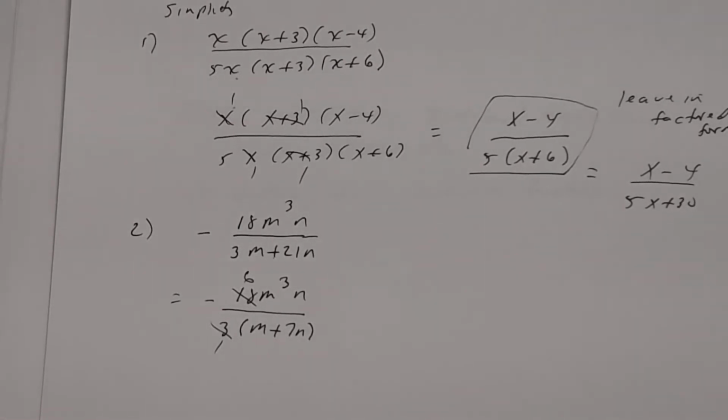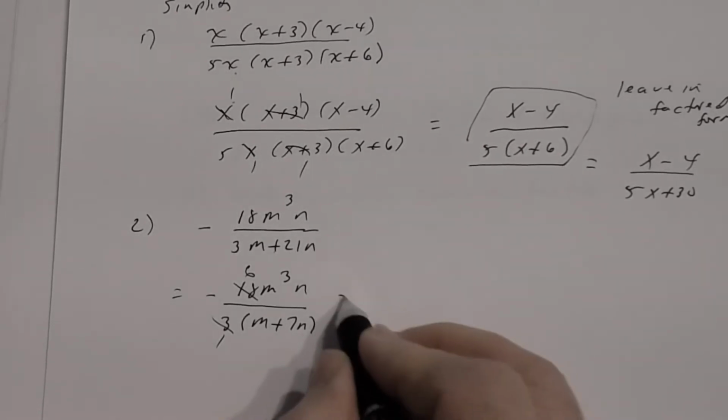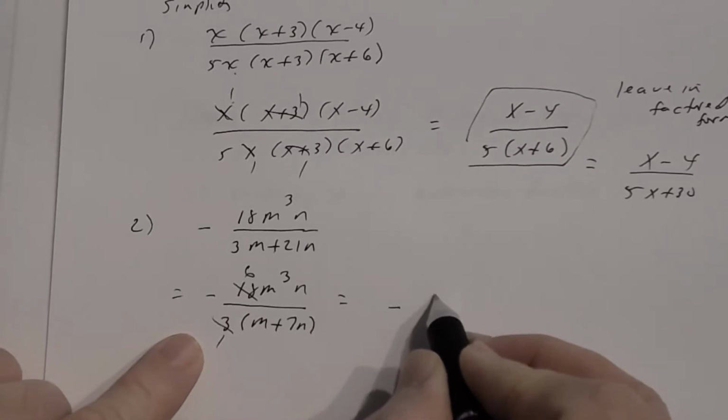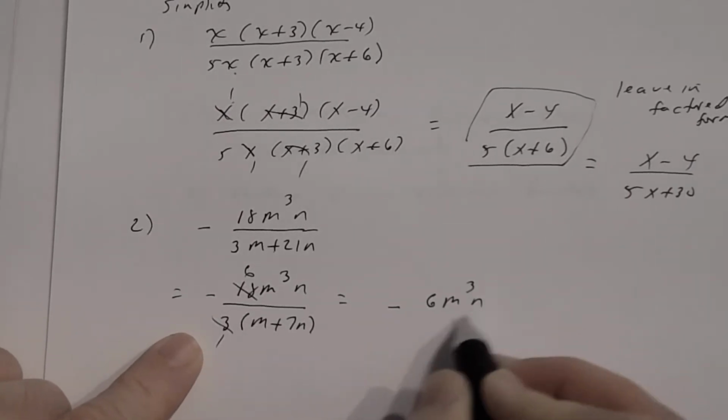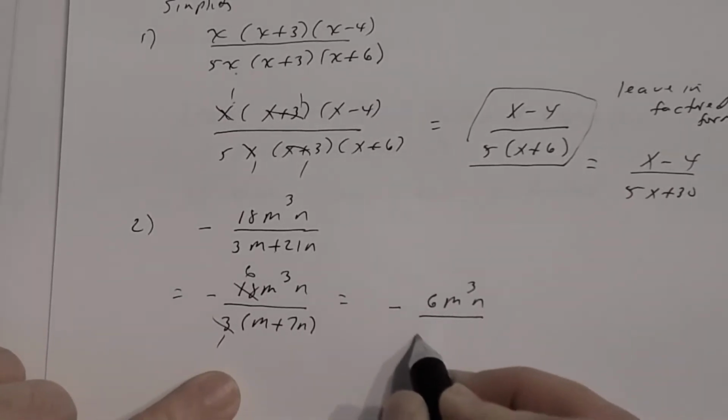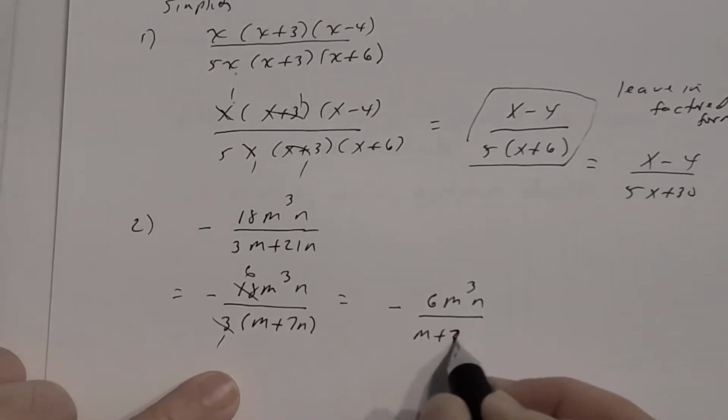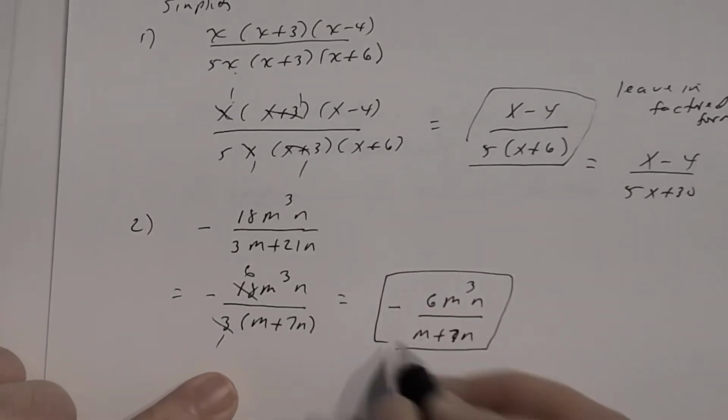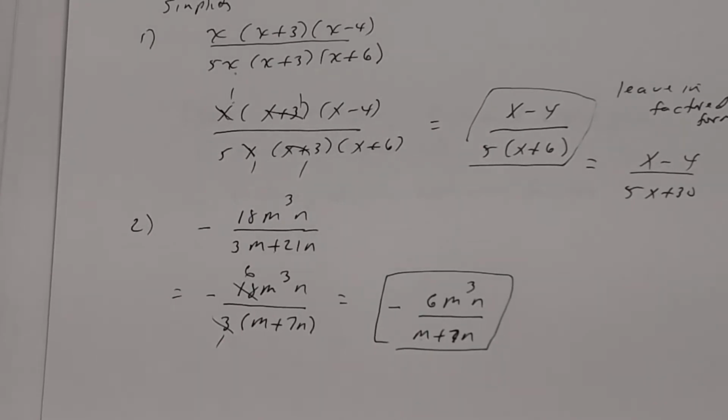Now look at your next factor that you see down here, m plus 7n. Do you see a factor of m plus 7n in the numerator? No. So you're done. That's all you can do. You've taken care of all of those factors. You've simplified. And so your answer is going to be negative 6m cubed n divided by m plus 7n. That's your answer.